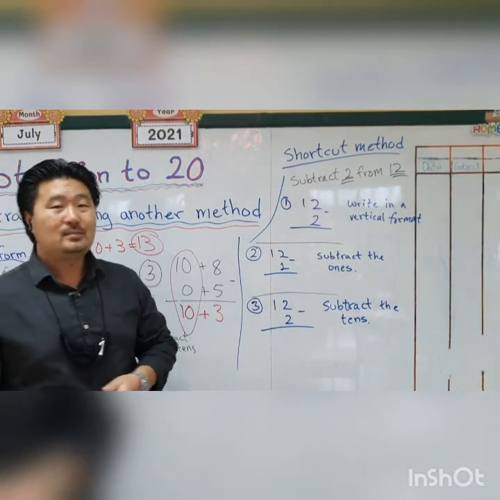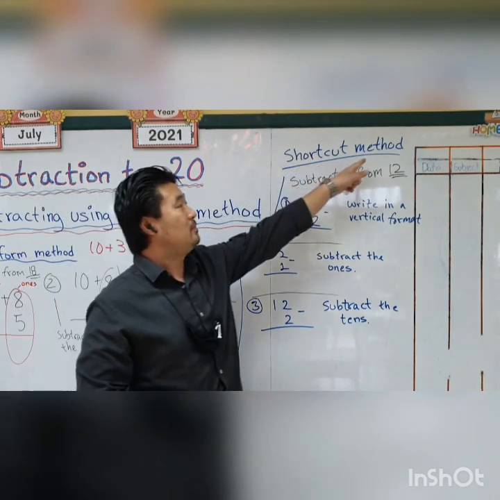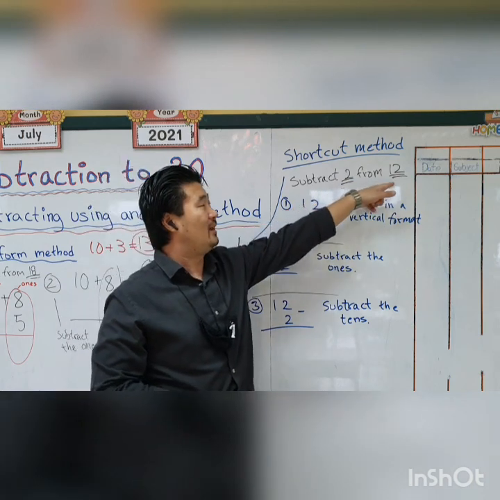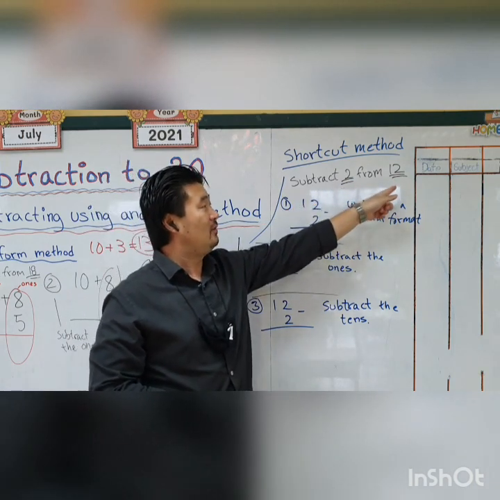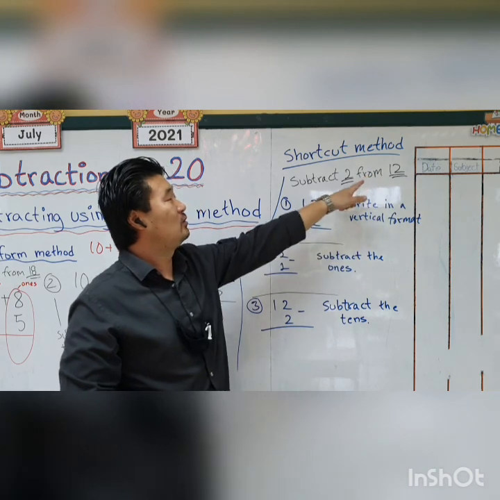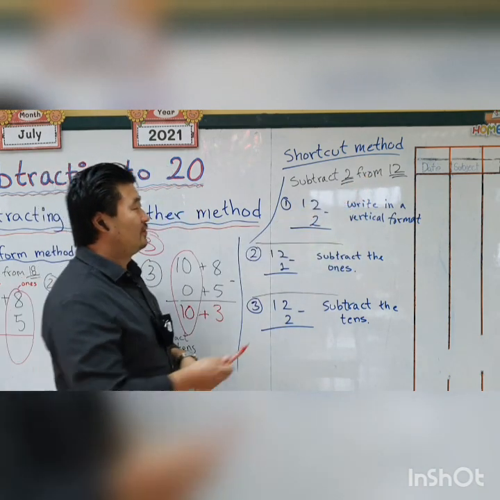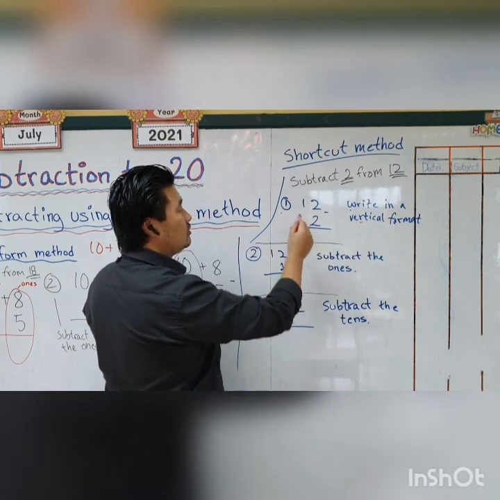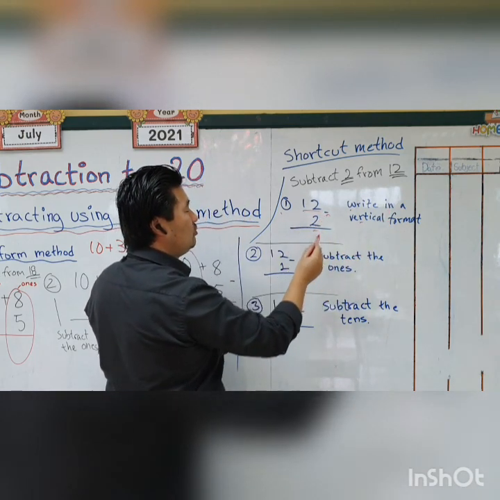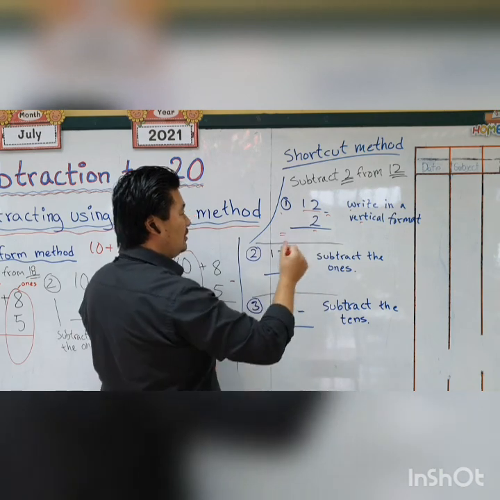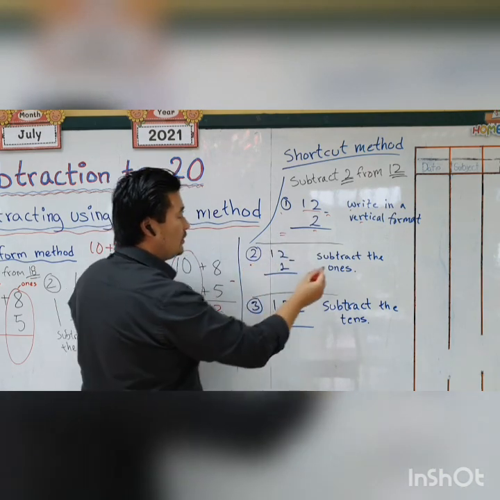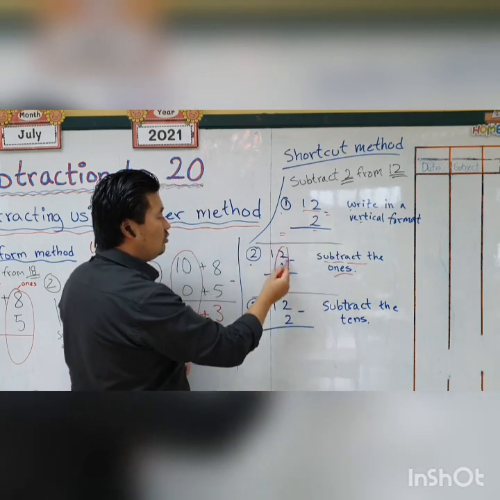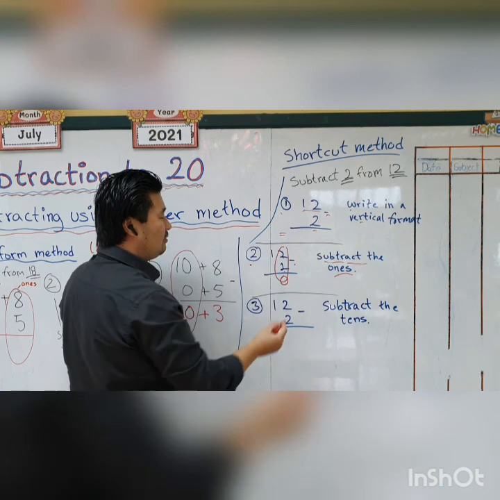Okay, so the last method is called the shortcut method, and subtract 2 from 12. Subtract 2 from 12 equals 12 minus 2. So first step, number 1, write in a vertical format. So 12 minus 2 equals, then step number 2, subtract the 1s. 2 minus 2 equals 0.